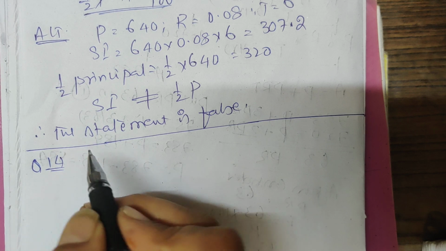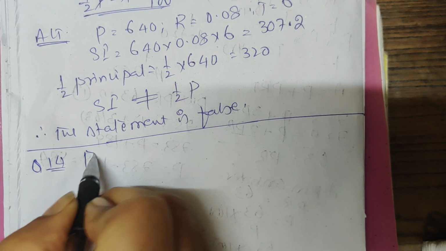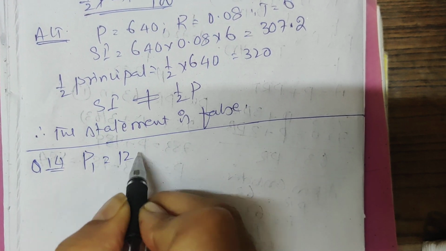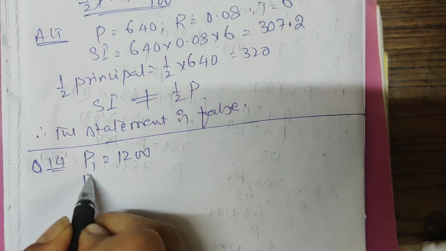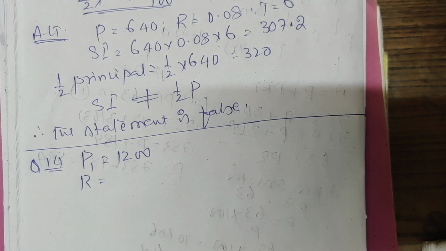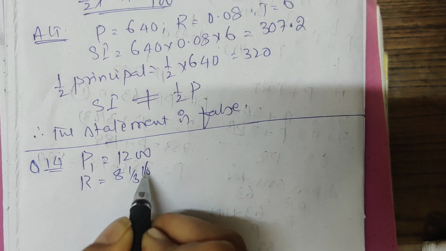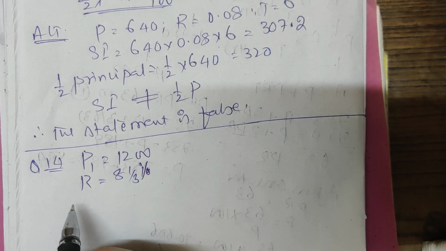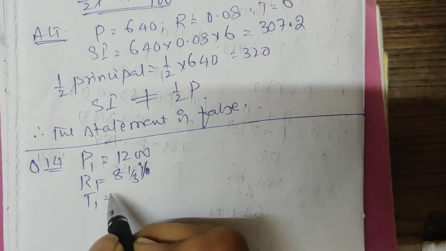Question number 14. If the interest on rupees 1200 is more than the interest on 1000 by rupees 50 in 3 years at the rate of interest 8 1 by 3%. Let us see. Principal 1 is equal to 1200. Rate of interest is equal to 8 1 by 3%. T is equal to 3 years.